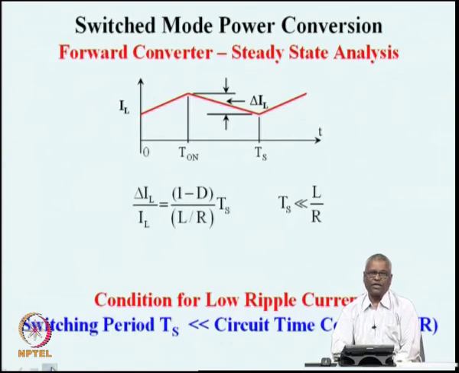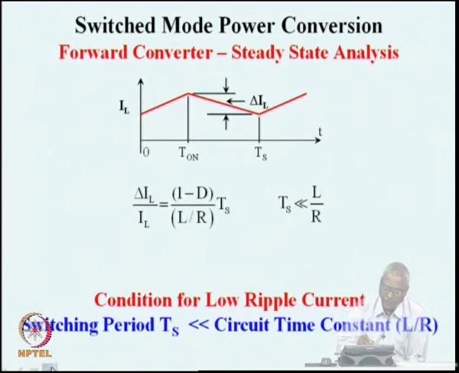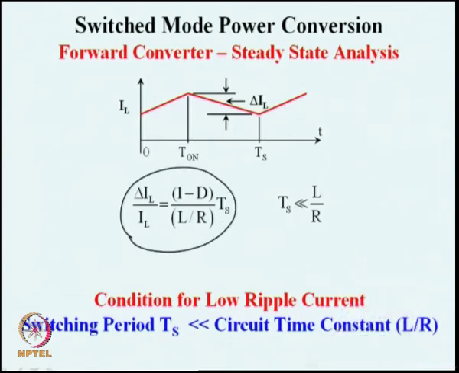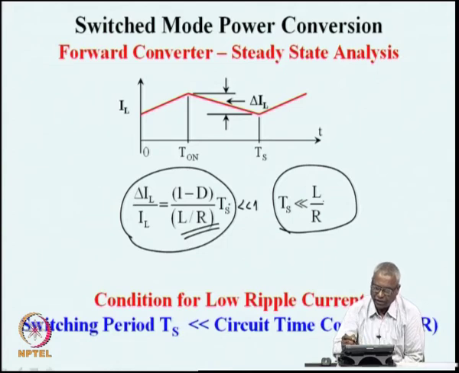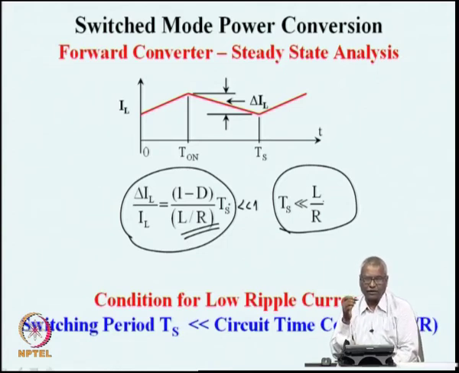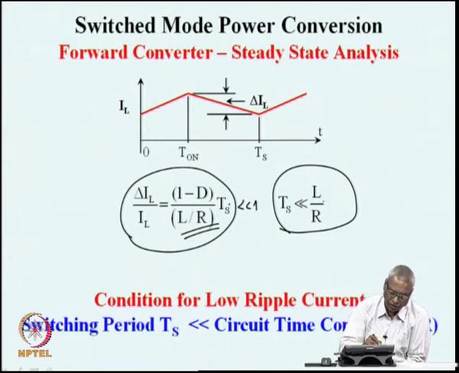And if the current ripple has to be small, we need this quantity to be very much less than 1, and that is obtained by getting this dominant ratio here: Ts has to be very much less compared to L by R. If Ts is very much less in comparison with the circuit time constant L by R, then in such a converter you will find the current ripple in the inductor will be negligible.